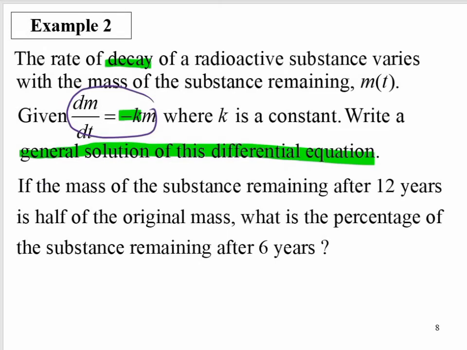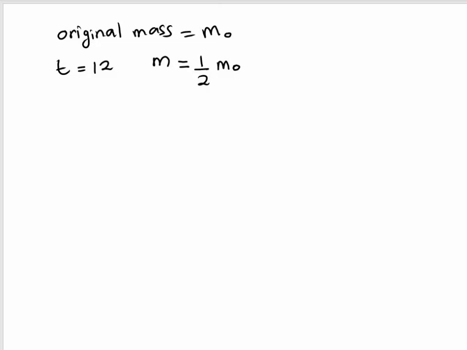It states here that the mass of the substance remaining after 12 years is half of the original mass. So I'm going to let the original mass be m naught. So from the question we know that after 12 years the mass is half of the original mass. So we have half times m naught. And the original mass is m naught, which is at that time t equals 0.